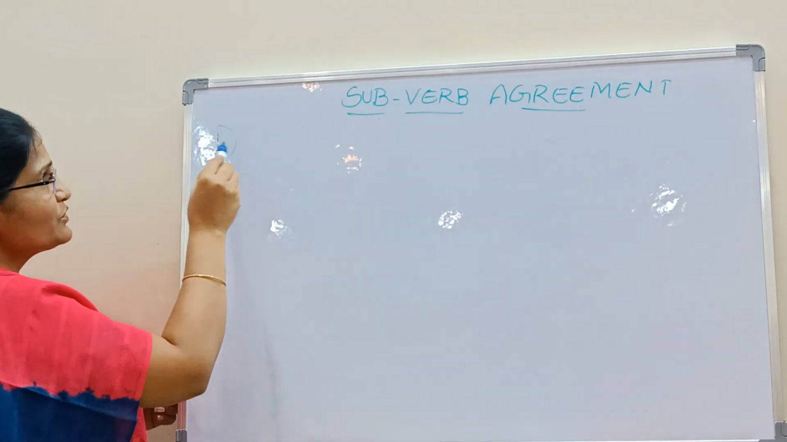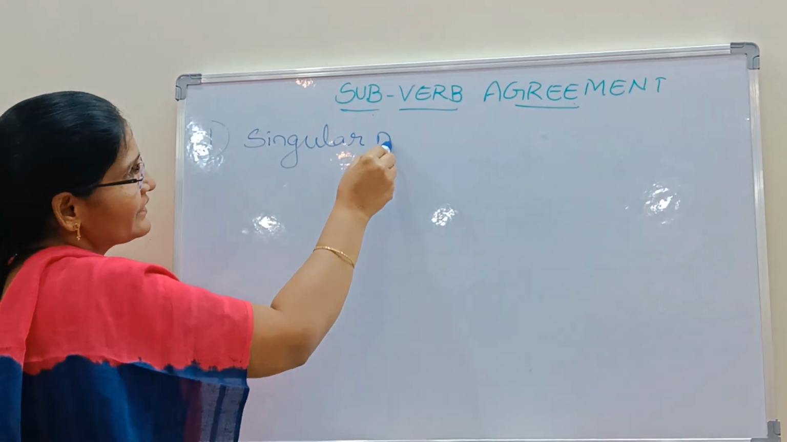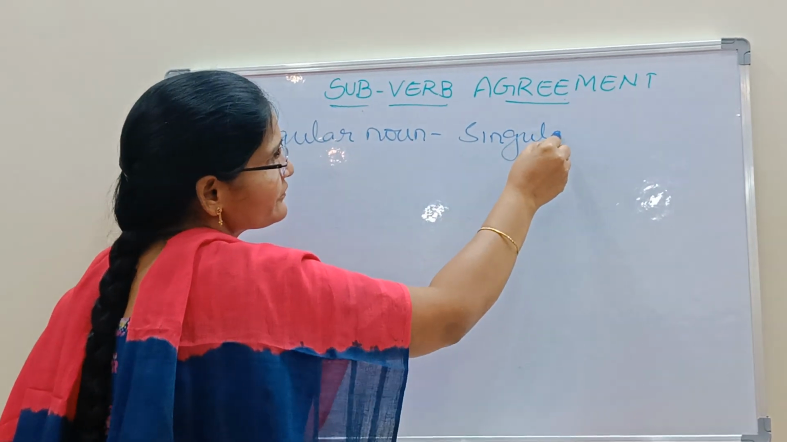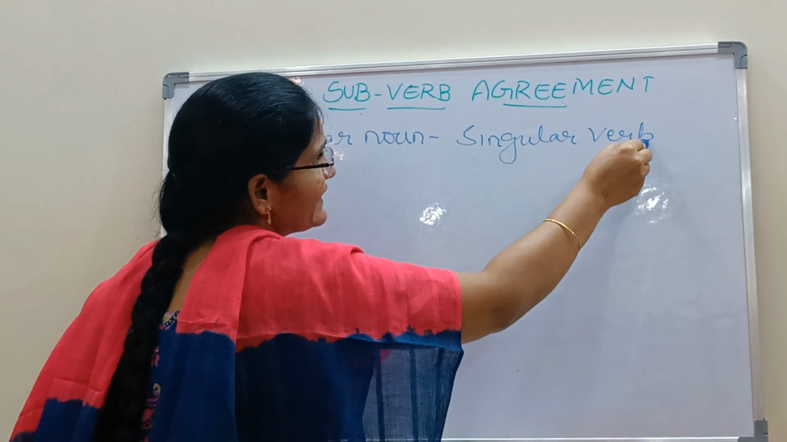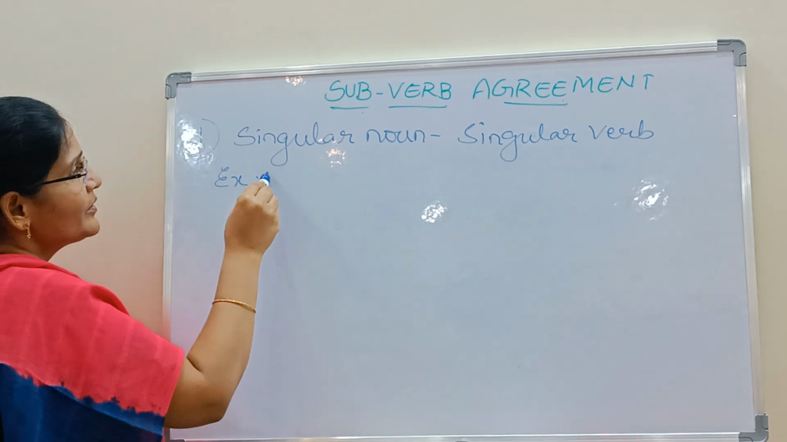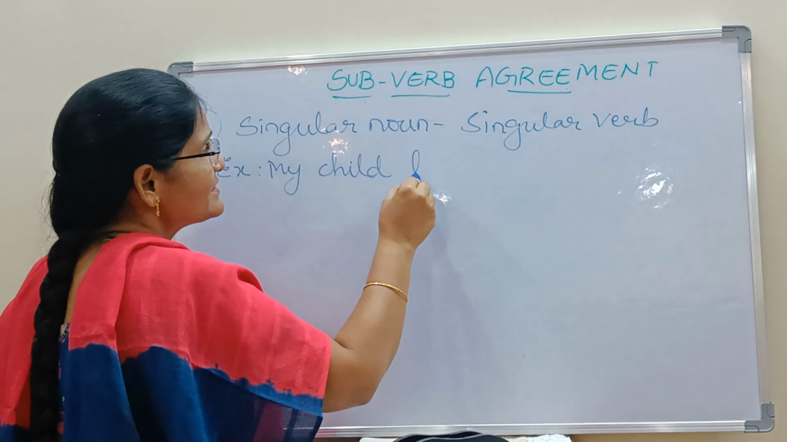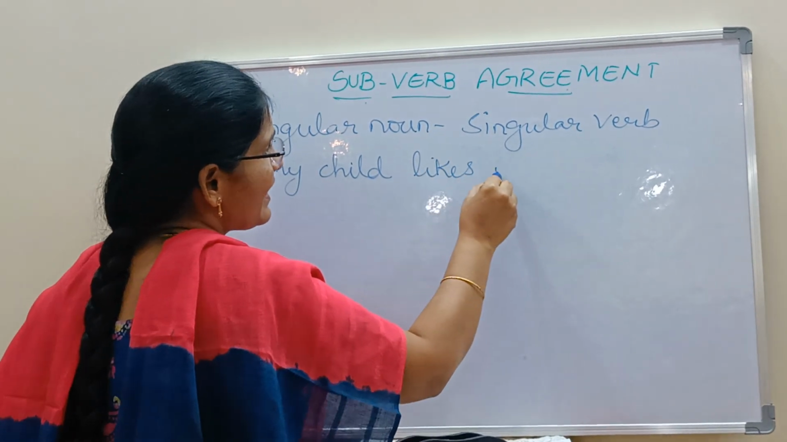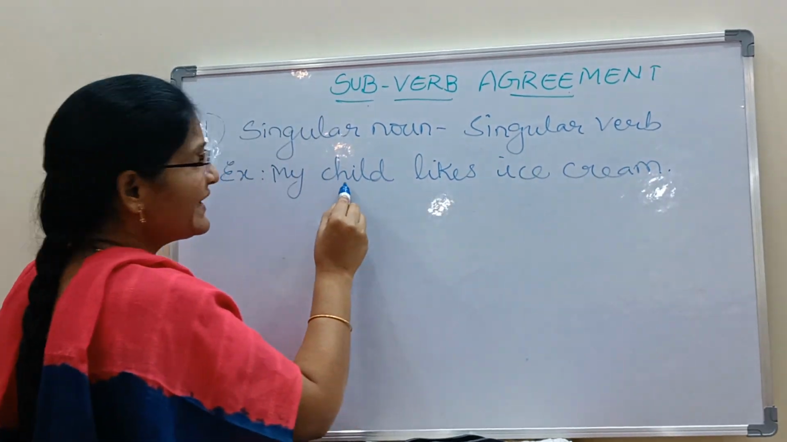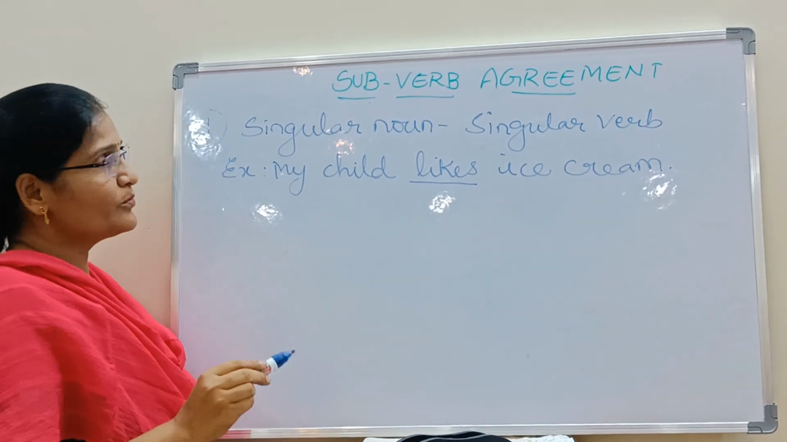The first rule is, if you are using a singular noun, then you have to use a singular verb. I will give you an example for this. See the example. My child likes ice cream. My child is singular and here I have used a singular verb also.